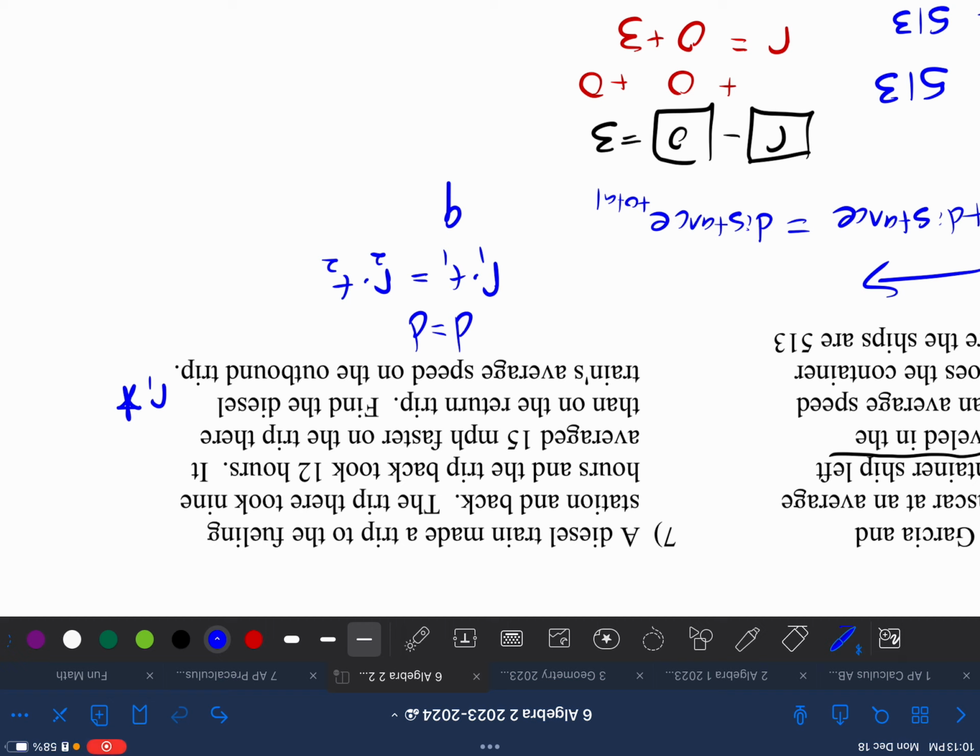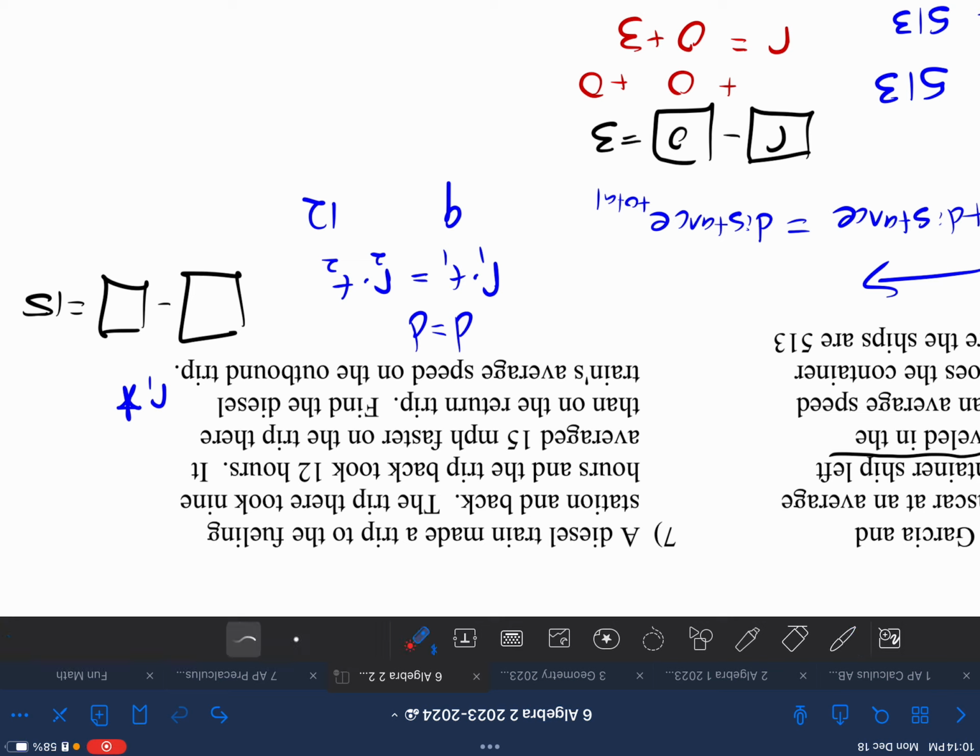And the trip back took 12 hours. So we'll say time over here is 12 hours. And we don't know either of these two rates. It does say that the train was 15 miles per hour faster on the trip there than the return trip. So we need to set up a second equation to find our solution. So I know that if I subtract the two, I'll get the difference of 15. So we'll say again, something minus something is equal to 15.